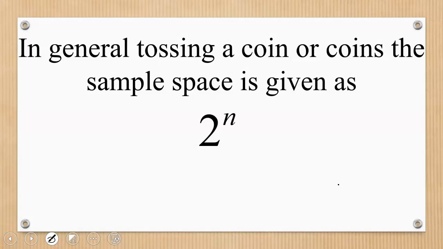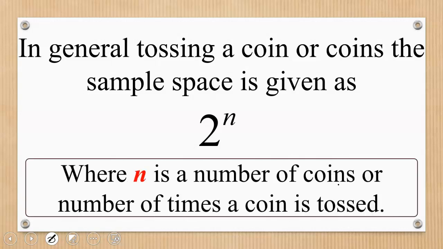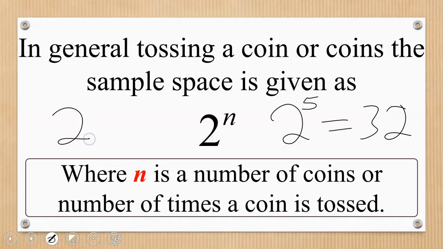It's so beautiful. So what it means is that n is the number of coins or the number of times we toss. If I toss a coin 5 times, then my sample space is going to be 2 to the power 5, which will give me 32. That means the sample space will be 32. If I toss only 3 coins, I'm going to get 2 to the power 3, and that will give me 8. So the sample space will be 8 possible outcomes. Number 5 means 32 possible outcomes, right?